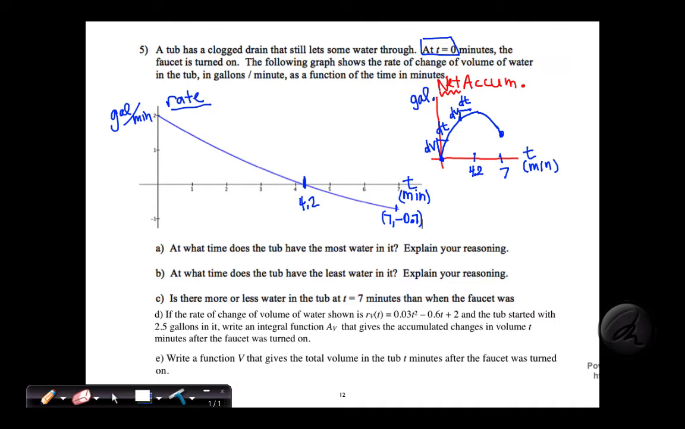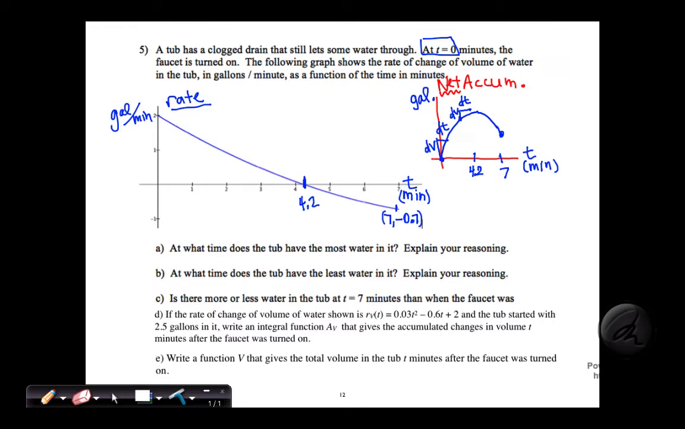More still. More than at the beginning, but less than at 4.2, right? 4.2 is when there's that maximum amount of water. And we're going to be doing a lot more with this actually after the test also, this kind of translating back and forth between what a rate of change graph would look like and an accumulation graph.